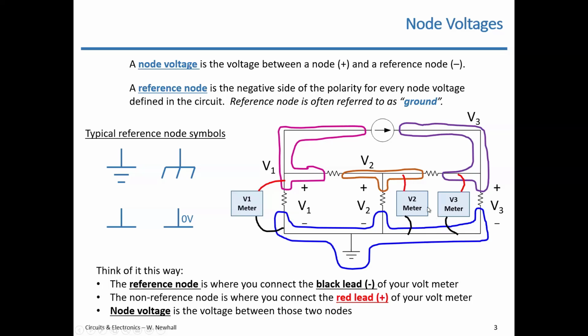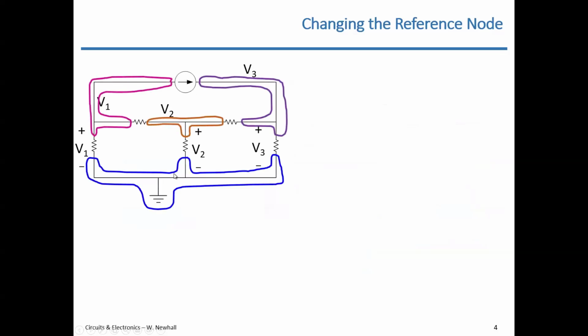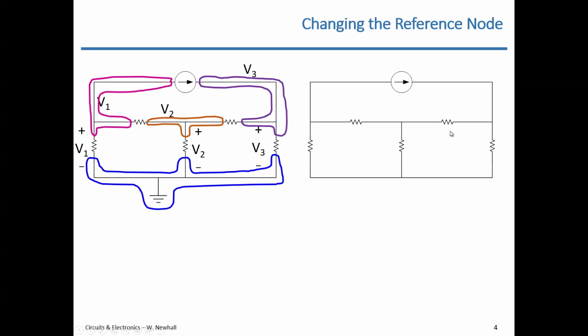Now I want to make a comment about the location of the reference node and even changing the location of the reference node. So we just worked with this circuit. I have V1, V2, V3 defined. I have a reference node defined that defines the polarities for V1, V2, V3. Let's take that same circuit and suppose that you're not given a reference node.